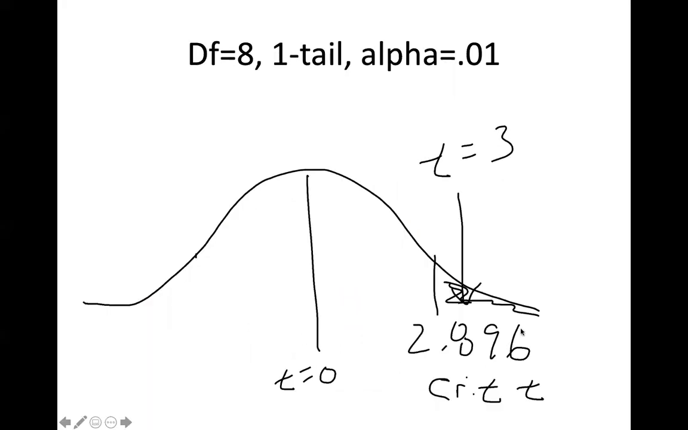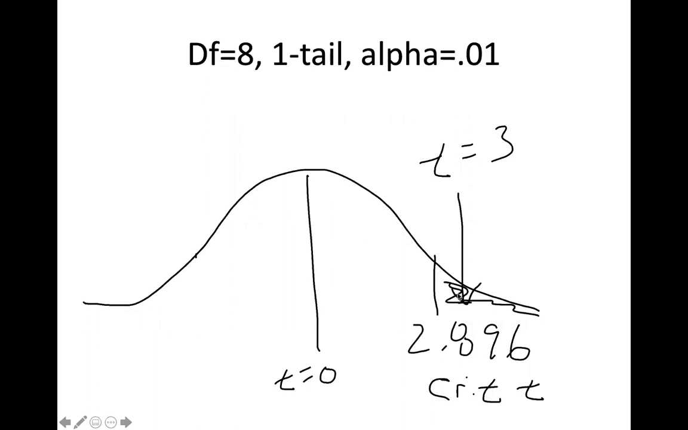Please notice, by the way, how we only have one tail that's considered a critical region. We don't have anything over here anymore because this is a one-tailed test. All of the alpha is in this one tail. Instead of having 2.5% over here and 2.5% over here, when you're doing a one-tailed test, all of it is right here. So our t of 3 is in the critical region here.